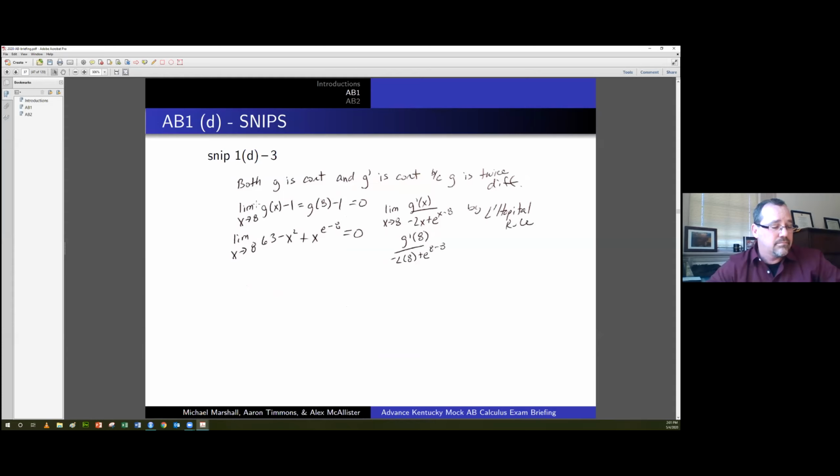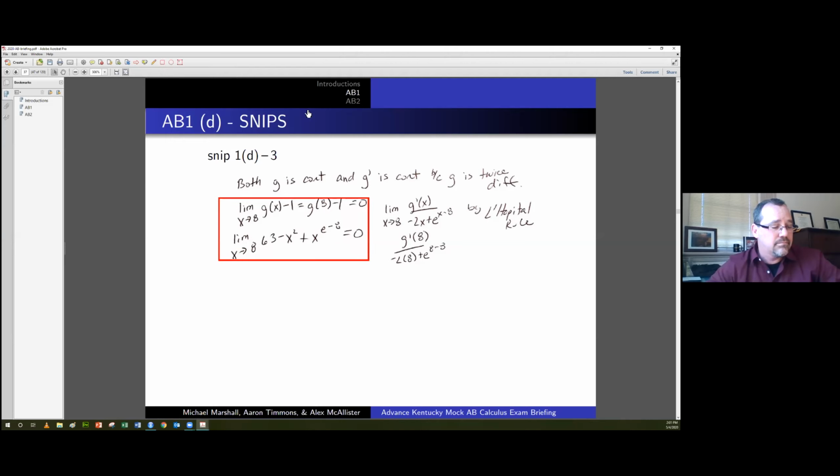All right, on this one, both G is continuous and G prime is continuous because G is twice differentiable. They took care of that right off the bat, so they're good to go. They're definitely going to get that third point. They do the limit, the numerator and denominator separately. That's awesome. They do L'Hopital's rule. So far, I've got a 1-1-1.